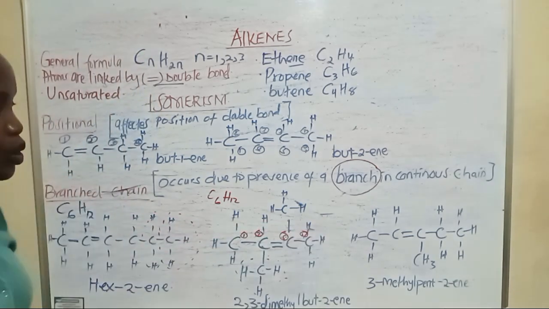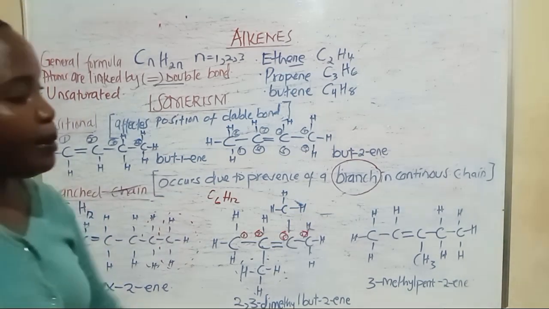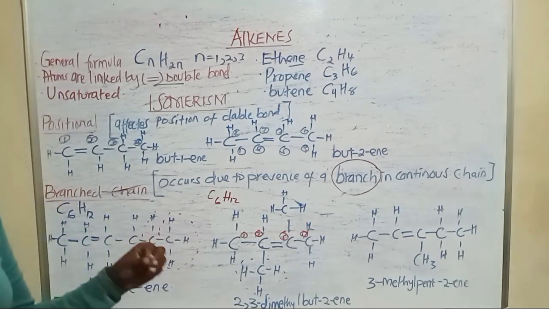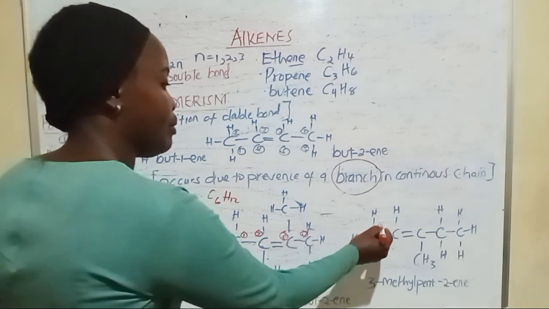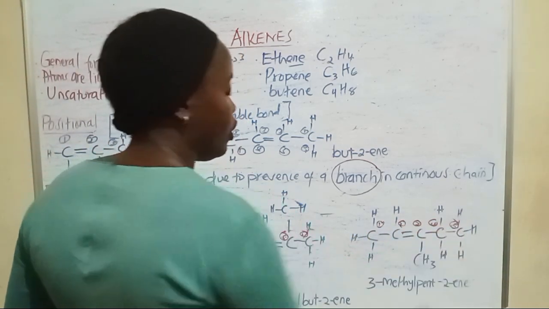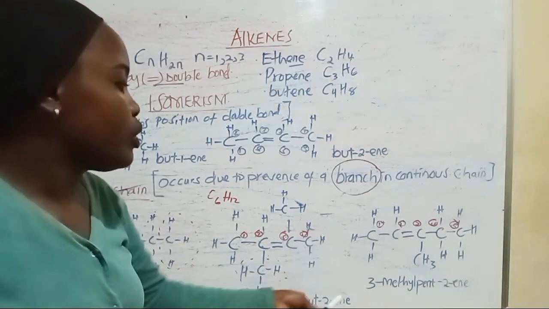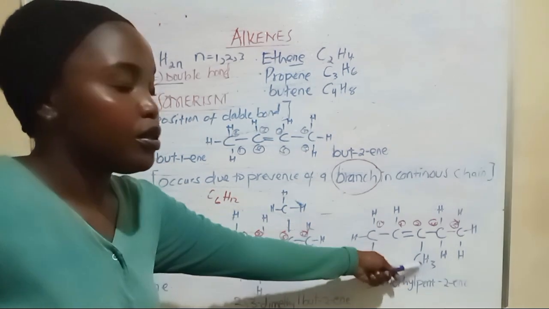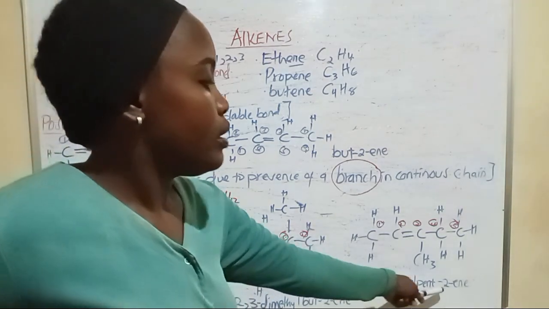Now, the other isomer is 3-methylpent-2-ene, where we had one methyl group in our third carbon atom. So we are going to label from this side. We have 1, 2, 3, 4, 5. Following the rules of naming that we've talked about, you can check it in our other video, we are going to have this isomer being labeled as 3-methyl, the position of our methyl group. Okay, so 3-methylpent-2-ene.